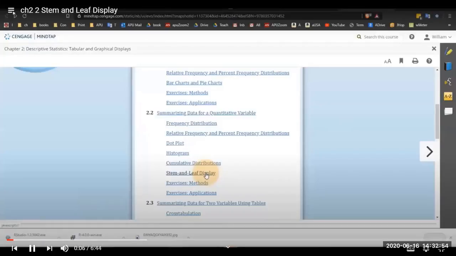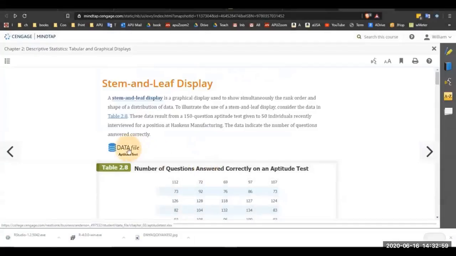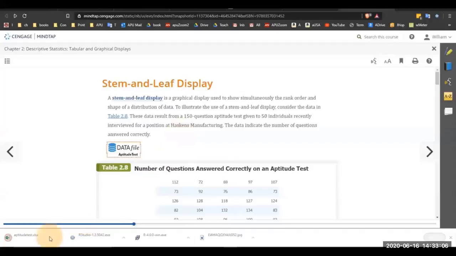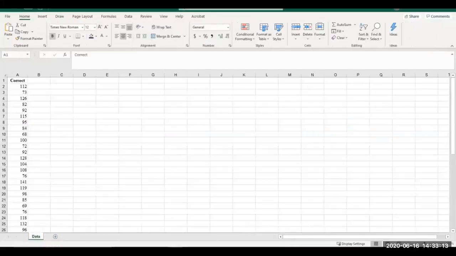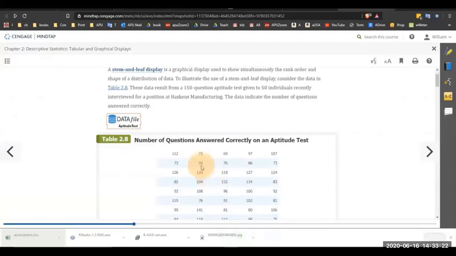Leaf display. So let's take a look at that. I noticed actually that we have these data files, so why don't I work with that? So I'll just download this and open that. So here's the data. Now let's go back and check what this was again. So I need to go to here. And this was the number of questions answered correctly on an aptitude test.